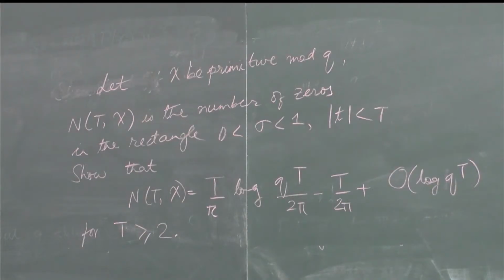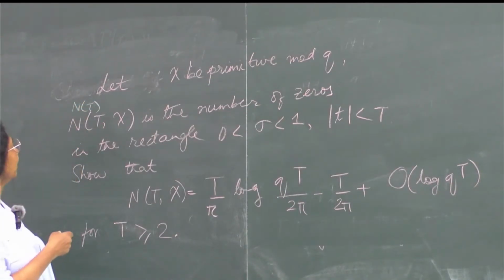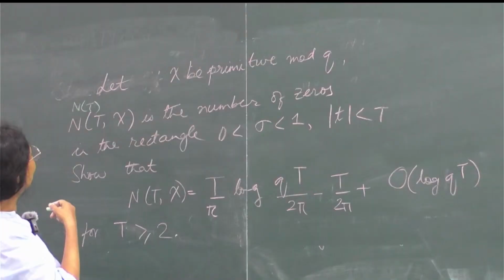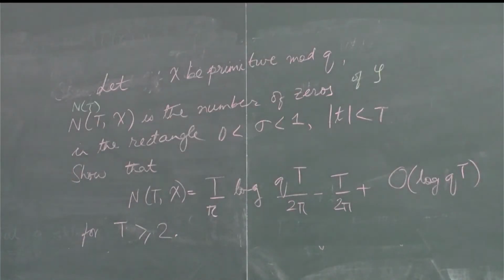So what do you want to do? Do you want to do it for zeta or do you want to do it for the L function? I mean, it's not so different. If you do it for zeta, then just this chi will not be there. You'll just have N(T), the number of zeros of zeta(s). In that case, N(T) would be the number of zeros of zeta in the rectangle, and then you can show this. There'll be no q in the story.